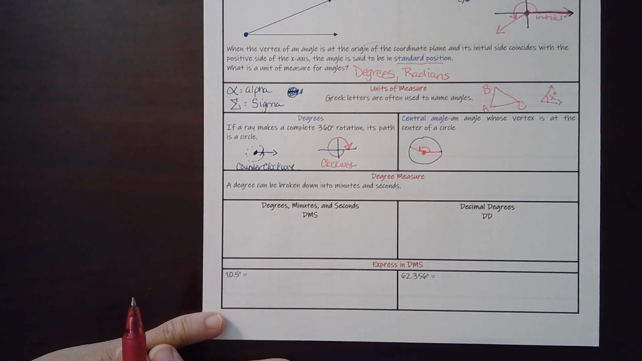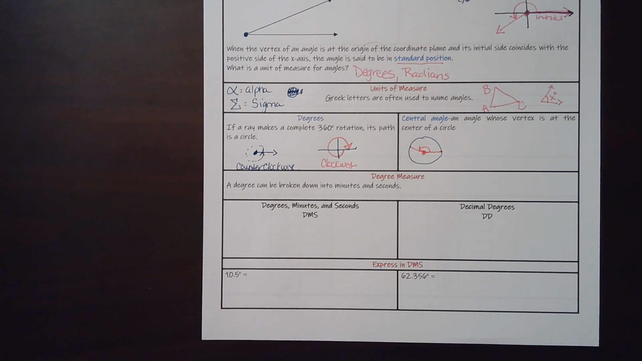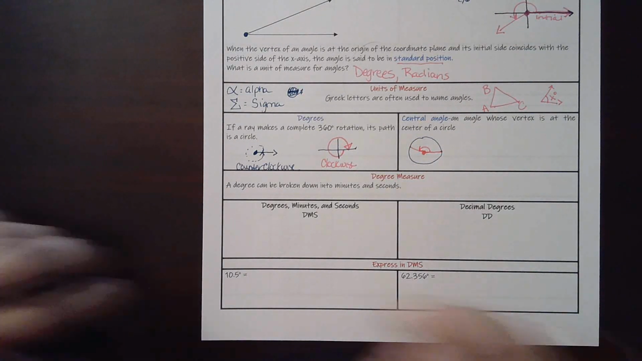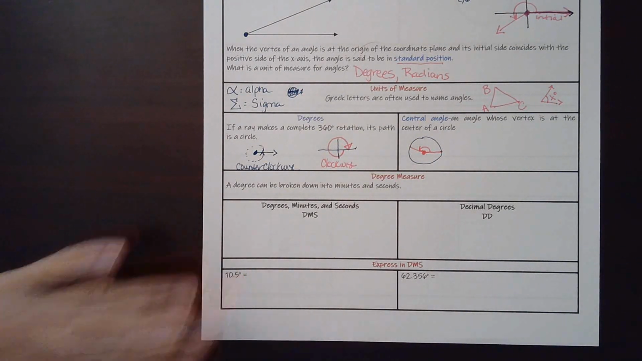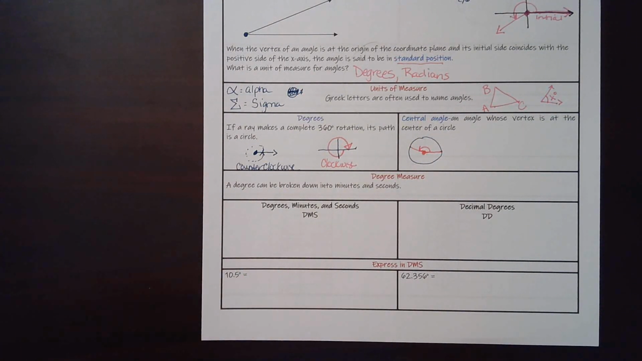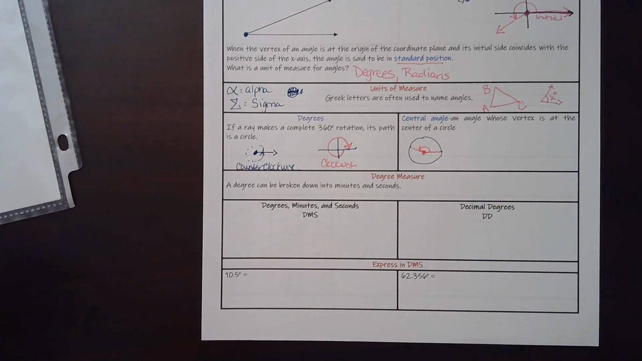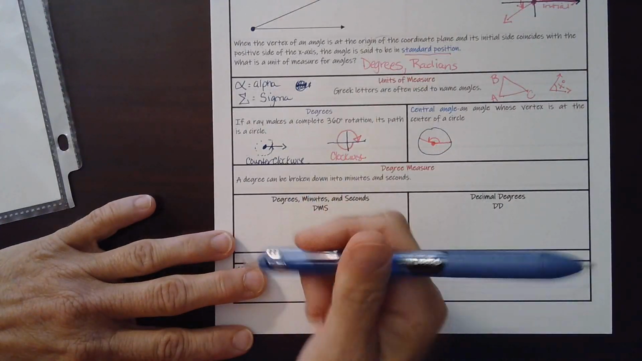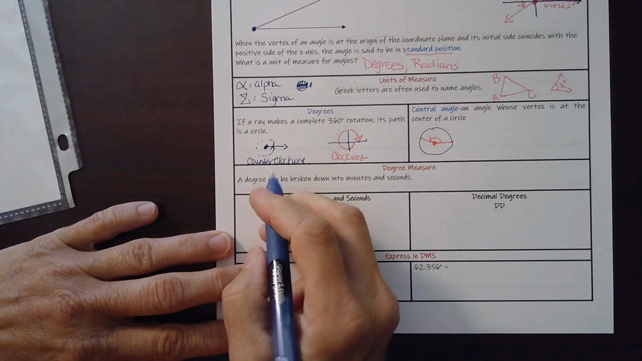All right, so when we use degree measure, a degree can actually be broken down into minutes and seconds, smaller parts. So between 1 degree and 2 degrees, you can have an angle measure that is like 1.5 degrees. So you might have an angle that looks like this.